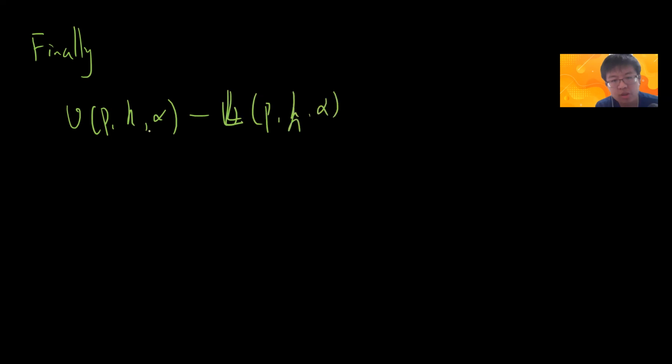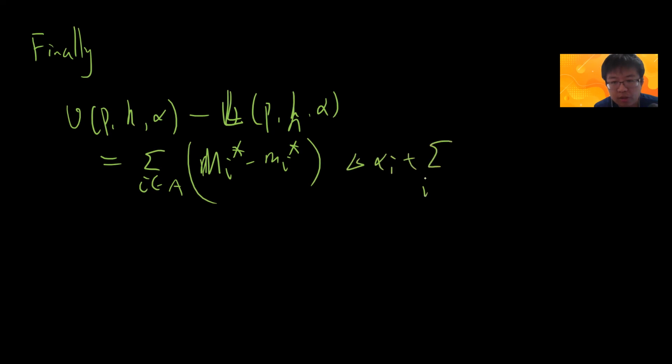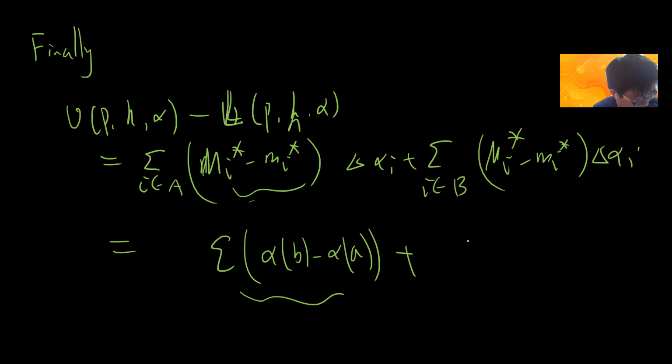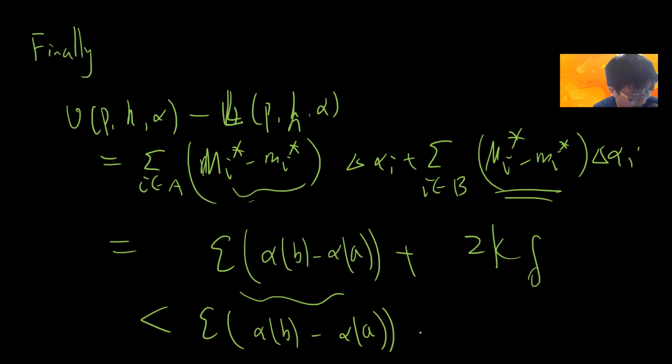Okay, so finally, I want to compute the difference U of phi of f, alpha minus L of phi of f, alpha. So I need to compute the difference of the upper and lower sums with respect to the composite function, right? So let's say i belongs to A: Mi star minus mi star, this is the first part, times delta alpha i, and the other part is i belongs to B, Mi star minus mi star, times delta alpha i. So the first one is simple, right? This is less than epsilon, so it's epsilon times alpha of b minus alpha of a, plus 2K delta. This is less than 2K, and this sum of delta alpha i is less than delta. And now this is less than epsilon times alpha of b minus alpha of a plus 2K.